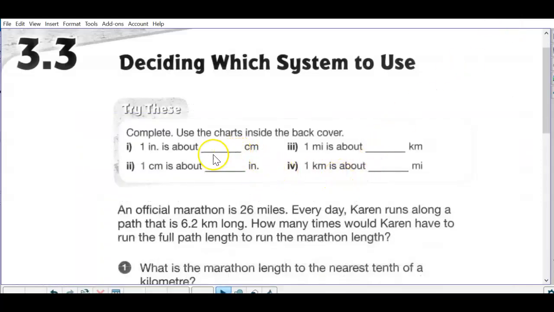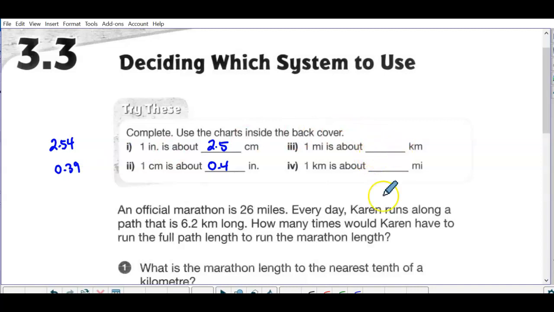First one, 1 inch is about how many centimeters? We did this when we were even talking about reference and looking at a ruler. Sorry, I need to get my blue pen going here. And so that's about 2.5 centimeters. If you look at your chart, the conversion is really 2.54. 1 centimeter is about 0.4. It's really 0.39 to 2 decimal places.